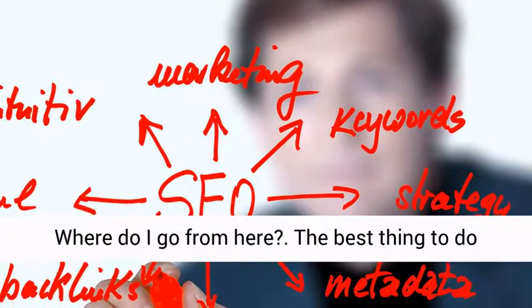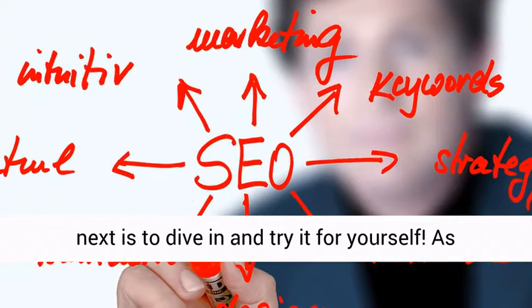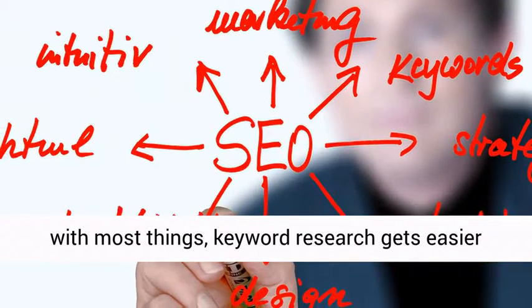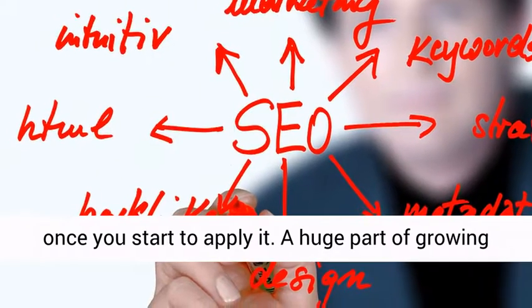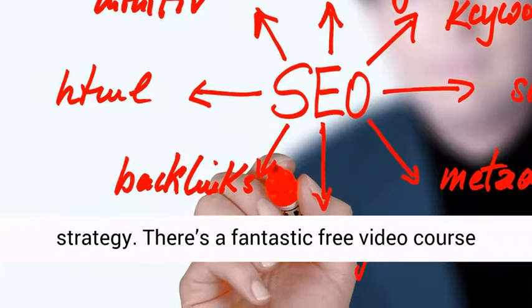Where do I go from here? The best thing to do next is to dive in and try it for yourself. As with most things, keyword research gets easier once you start to apply it. A huge part of growing your blog effectively is developing a content strategy.